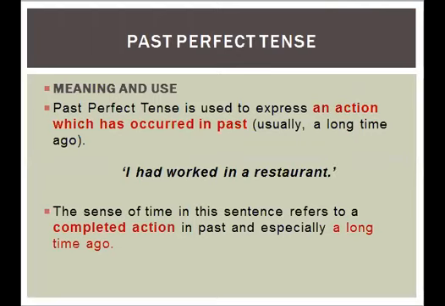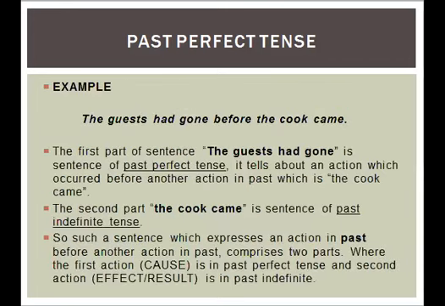First and foremost, we're going to look at the meaning and use of the past perfect tense. The past perfect tense is used to express an action which has occurred in the past, usually a long time ago. I had worked in a restaurant. The sense of time in this sentence refers to a completed action in the past, and especially a long time ago.